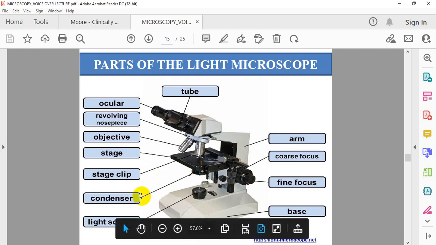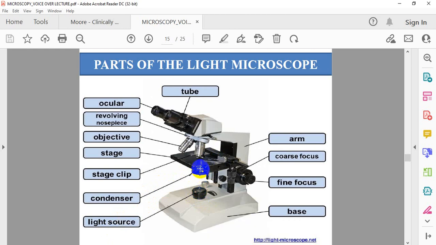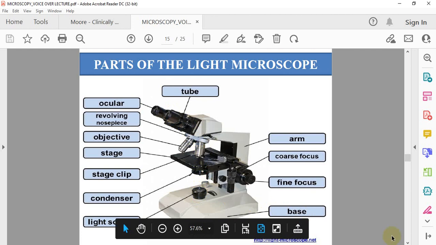Then we have the condenser, and this is the light source. When the electricity is connected, light passes through the light source into the condenser, and the condenser is supposed to do what? Condense the light onto the object. It concentrates the light on the specimen, so that the objective lens can pick it up and give it to the eyepiece lens.